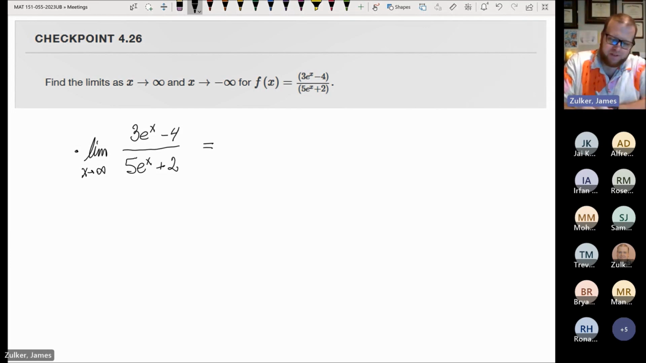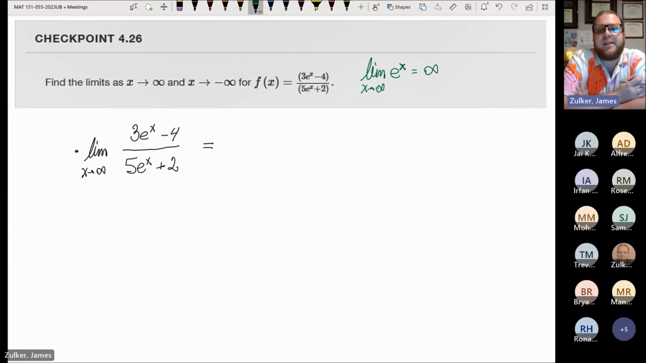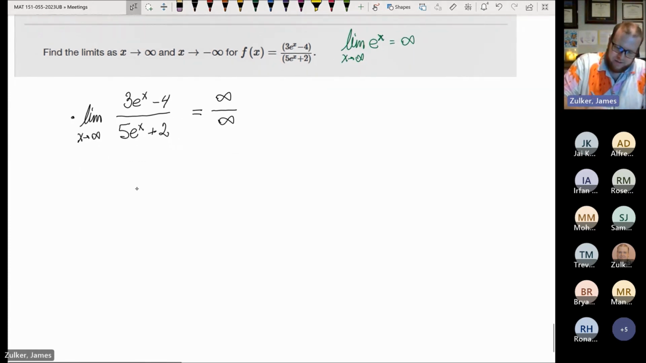Right? So in other words, let's write it up here. This limit is infinity. So we get 3 times an infinitely large number minus 4. It's just infinitely large. Same argument for the denominator. So we do get indeterminate form.